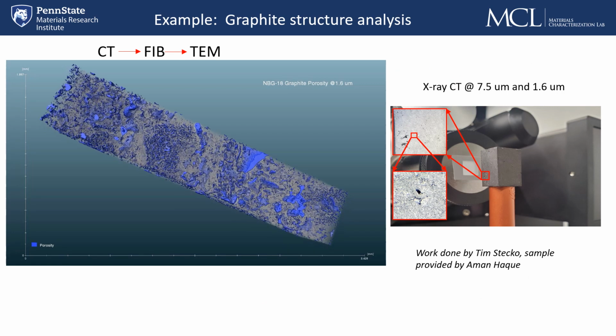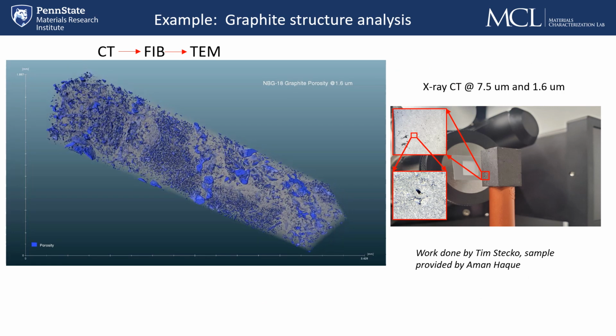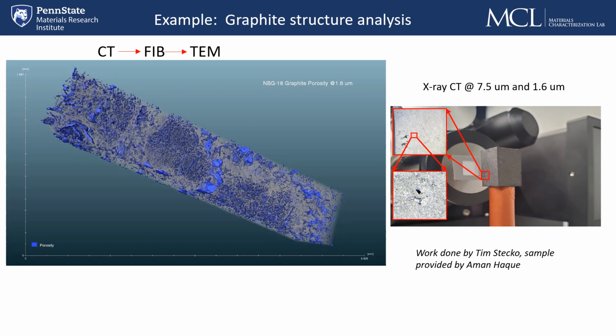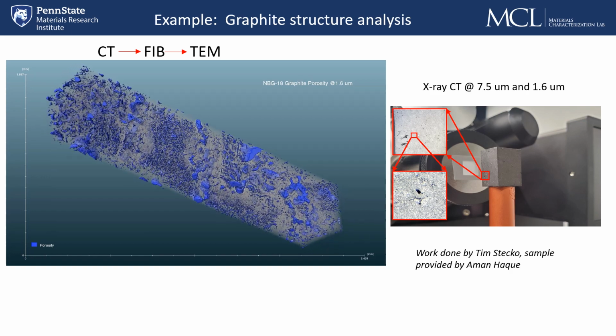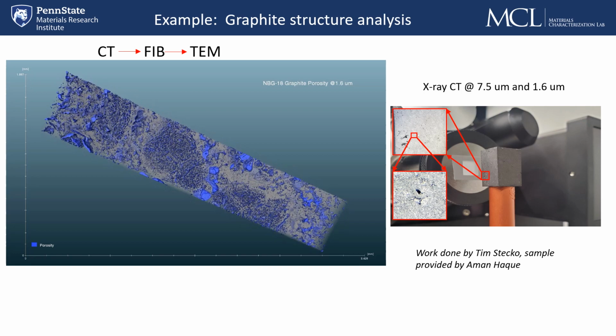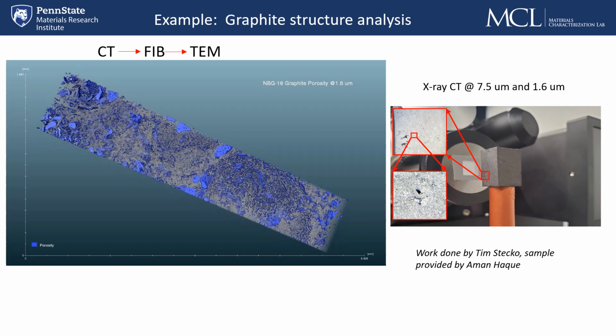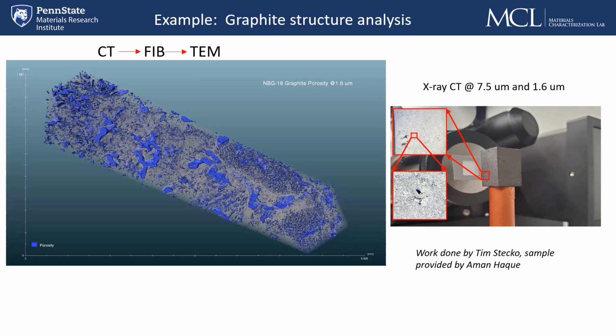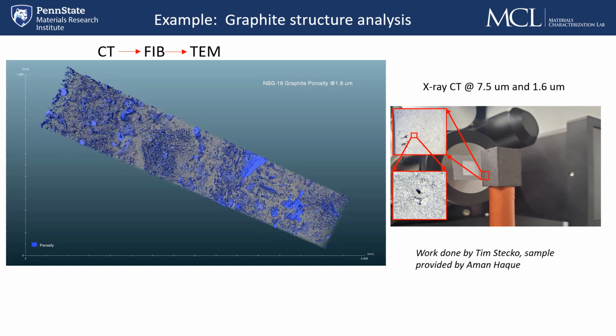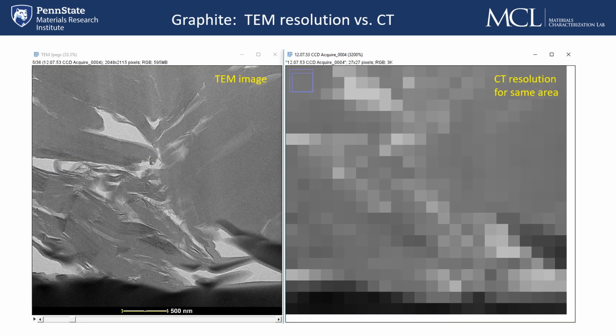So here's an example of going from, again, X-ray CT to identifying the region of interest using the FIB and then going to the TEM. So this is a graphite sample with some porous regions in it. So we're using the X-ray tomography to figure out where the region is that we're interested in. You can see the picture on the right shows the block.